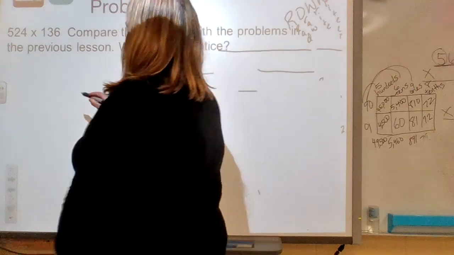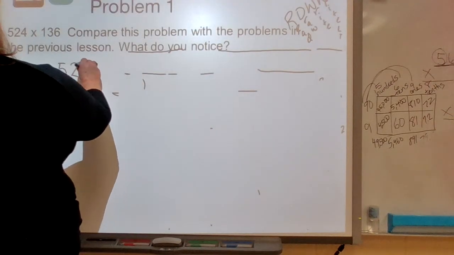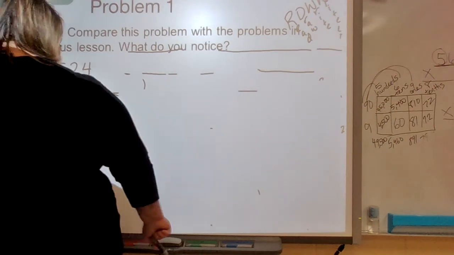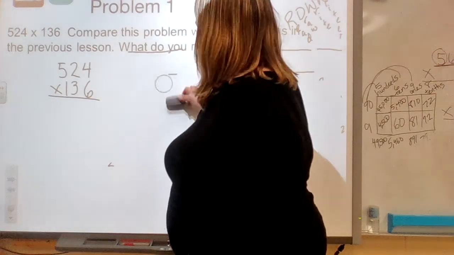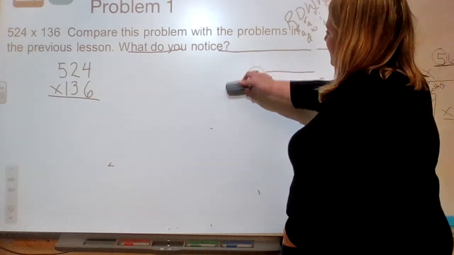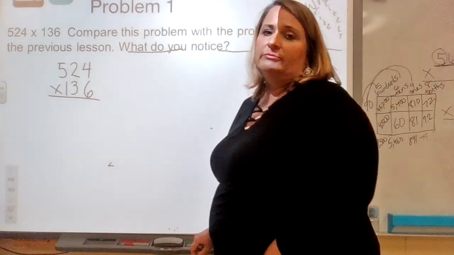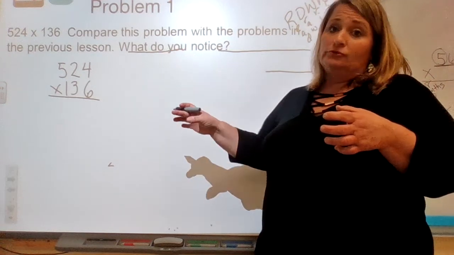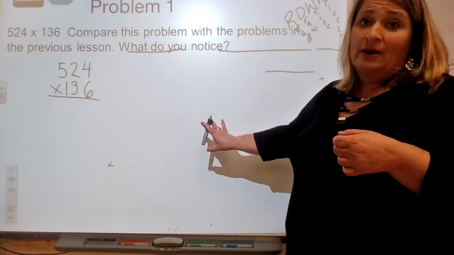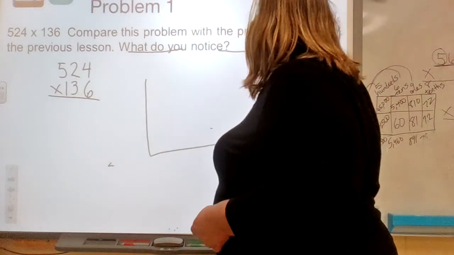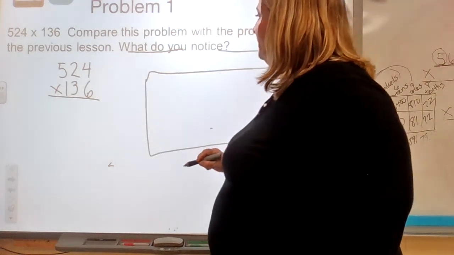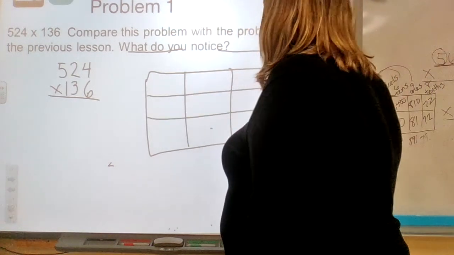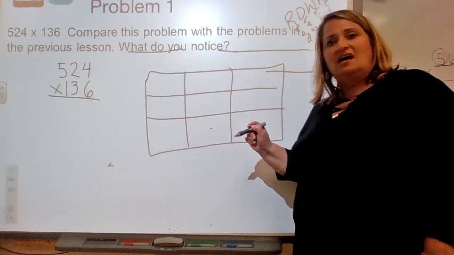Okay, so we have 524 times 136. I'm finding my product here. I'm going to go in and draw an area model. I'm dealing with bigger numbers here, so I want to really decompose my numbers well into my partial product or area model. So I'm going to draw a big area model, and I'm going to break it in 3 parts, vertically and horizontally.